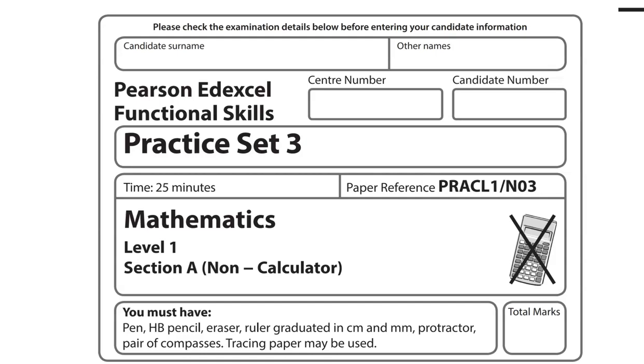This is the Level 1 Functional Skills Maths paper from Edexcel. It's split into two parts. In the first part you can't use a calculator, but you can in the second part.